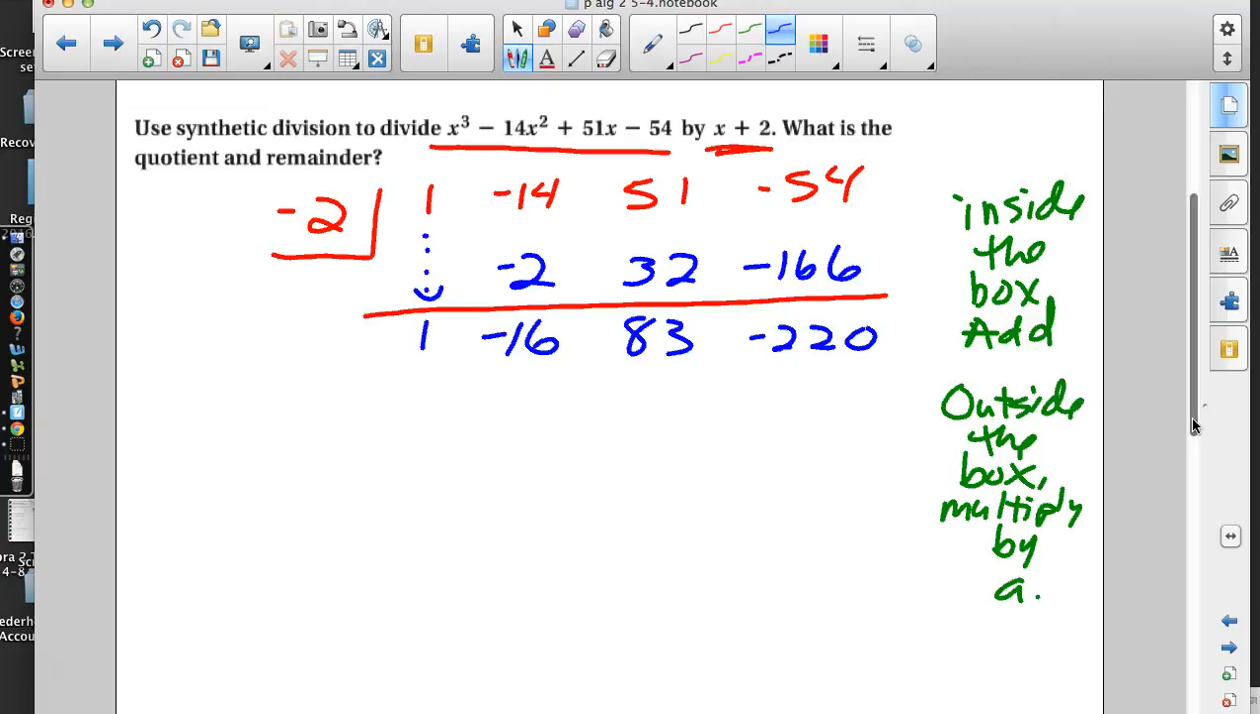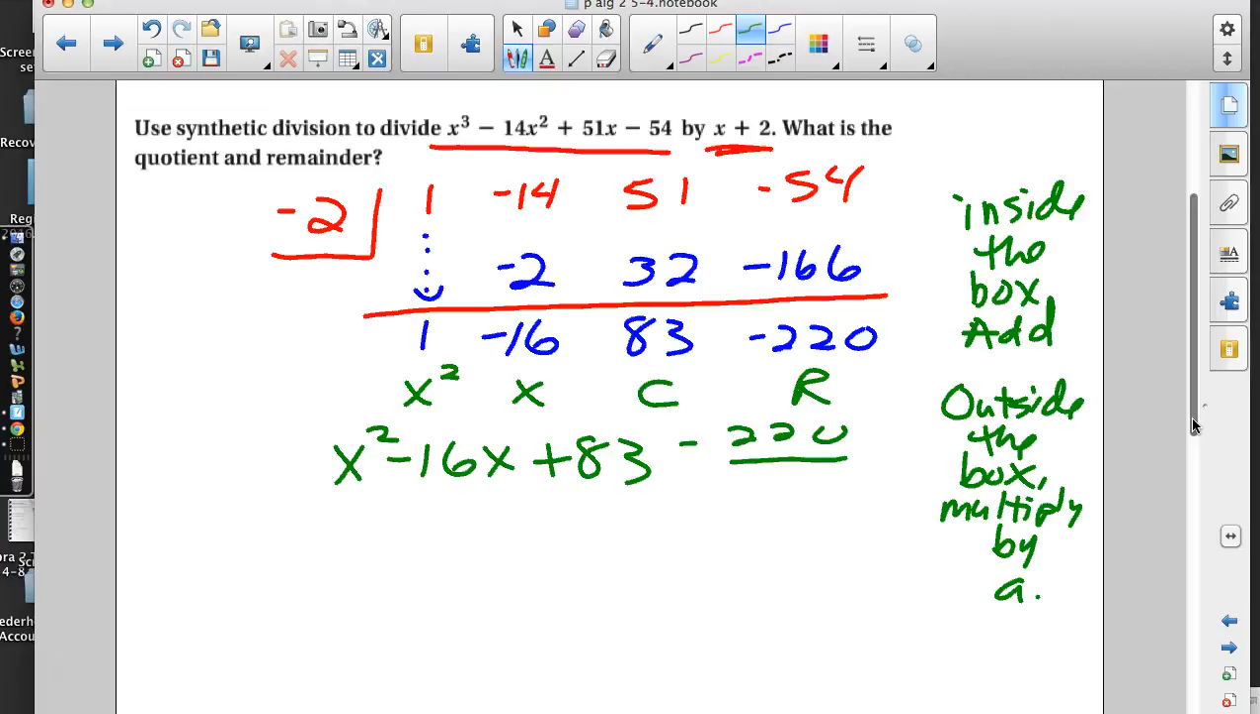Well, that's our answer. We just have to put it back together. And you always start over here, and this is your remainder. Every time, that last number over there is your remainder. The next one is your constant. The next one is your x term. The next one is your x to the second term. The next one would be x to the third, x to the fourth, x to the fifth, x to the sixth, etc. So our answer is x squared minus 16x plus 83 minus 220 over x plus 2.